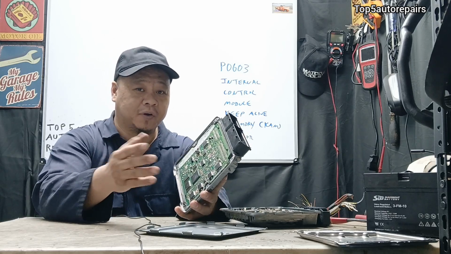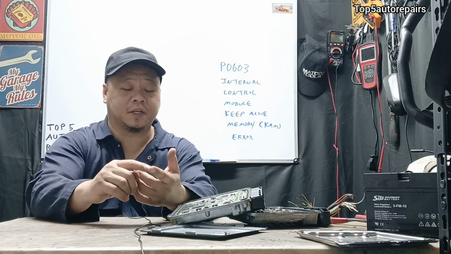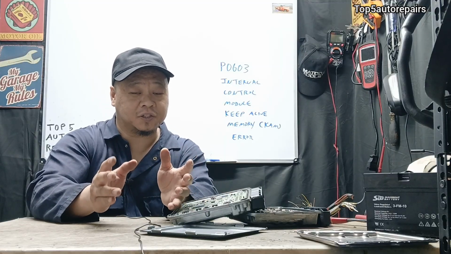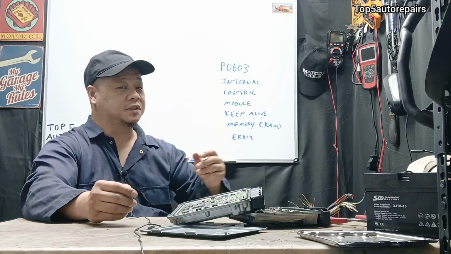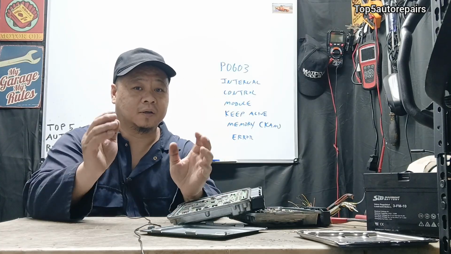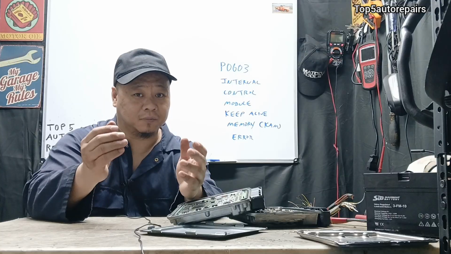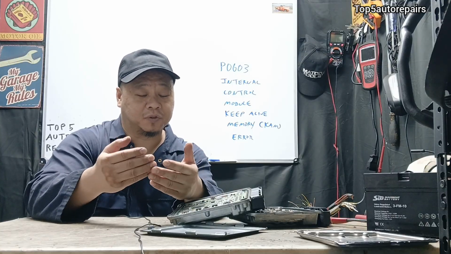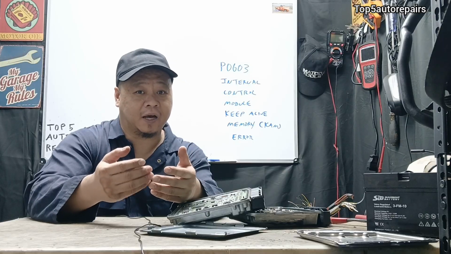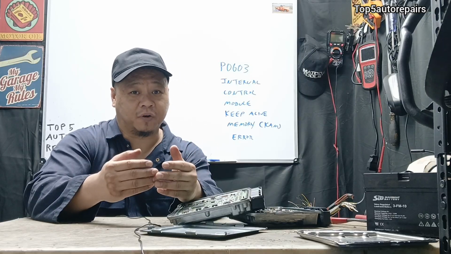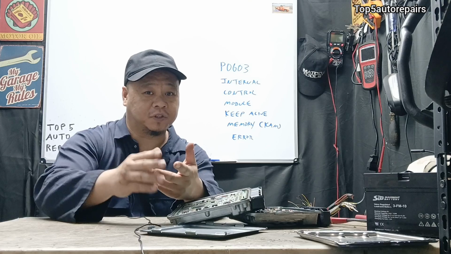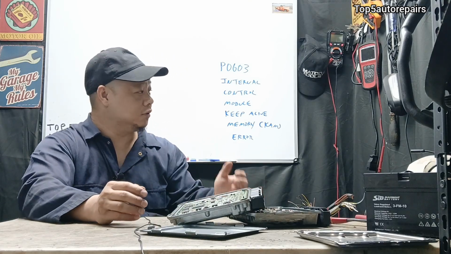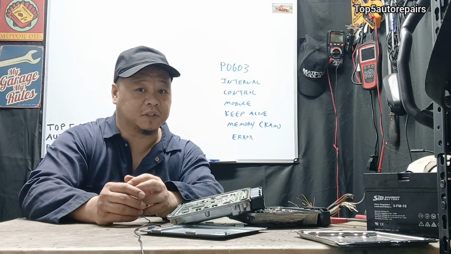Now, if your battery is extremely old, or let's just say the battery terminals are corroded, it can cause all sorts of electrical issues, and you're going to get a P0603 code. Next, make sure your charging system is working properly. Make sure the alternator is producing enough power. It should produce at least 13.5 volts at idle and no more than 14.5 volts. If it is overcharging or undercharging, again, it can cause all sorts of electrical issues and trigger a P0603 code.